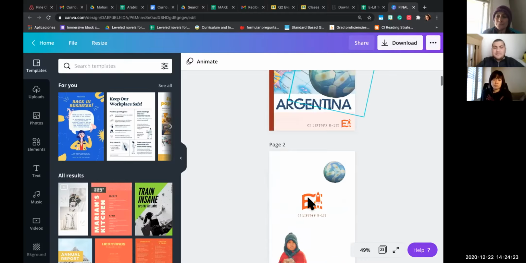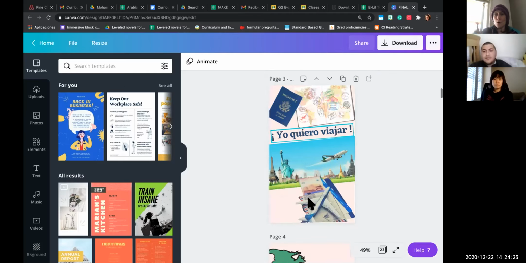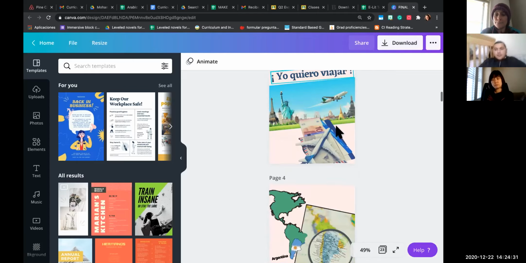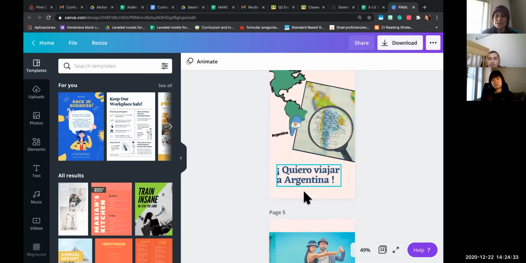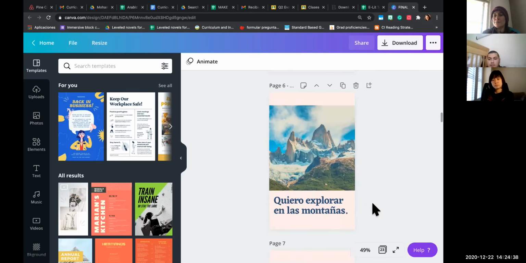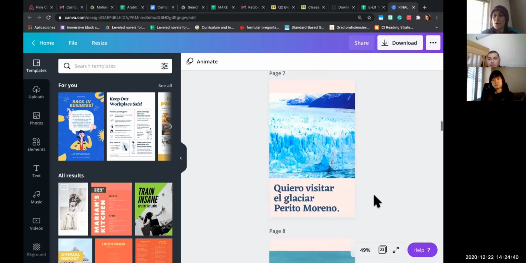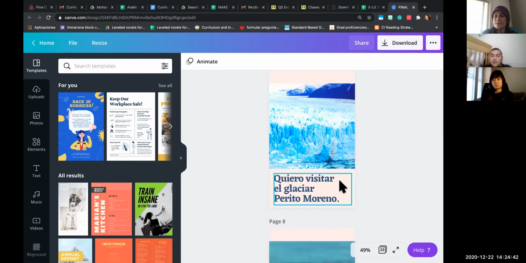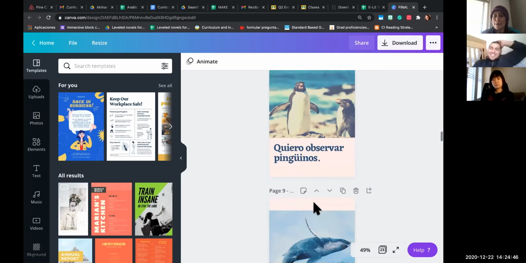this says I want to go to Argentina, and then it shows pictures over and over again that relate to Argentina. This one says I want to travel. This one says I want to go to Argentina. I want to dance the tango. I want to explore the mountains. I want to visit the glacier Perito Moreno. I want to observe penguins.